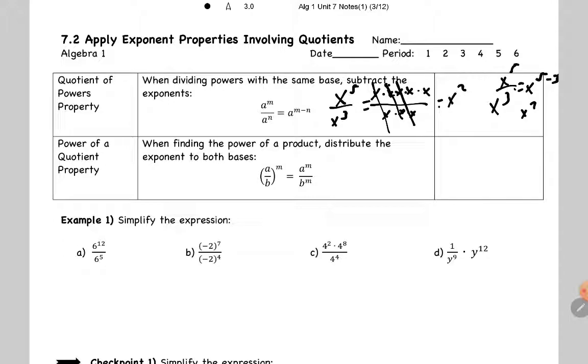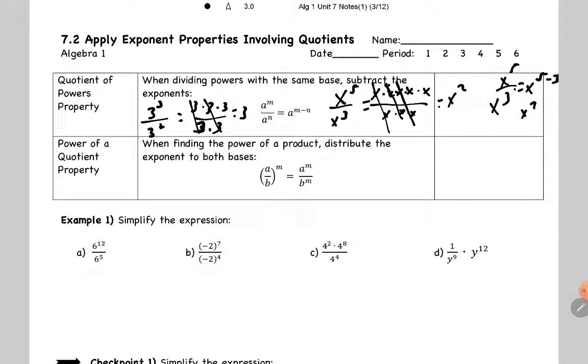And just another example. Let's say we have 3 cubed over 3 squared. That's the same thing as 3 times 3 times 3 over 3 times 3. These 3's cancel and these 3's cancel. So you're just left with 3 to the first, or just 3.